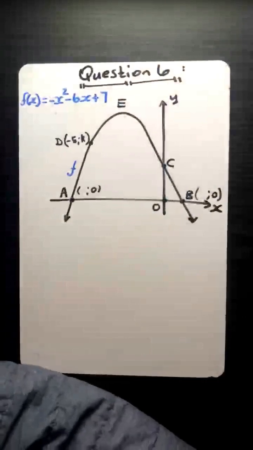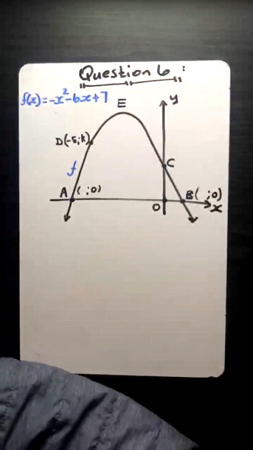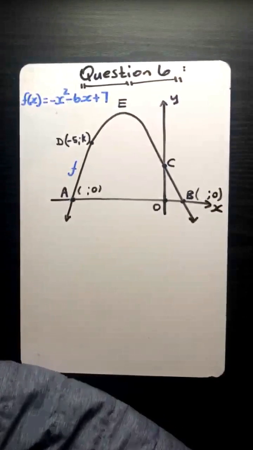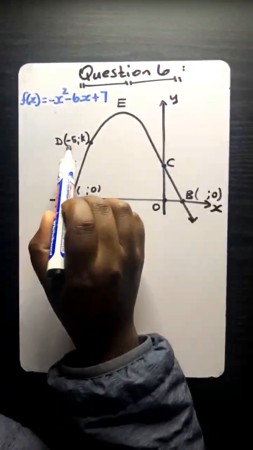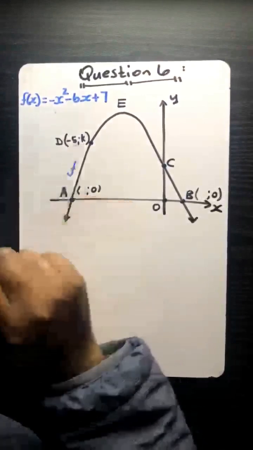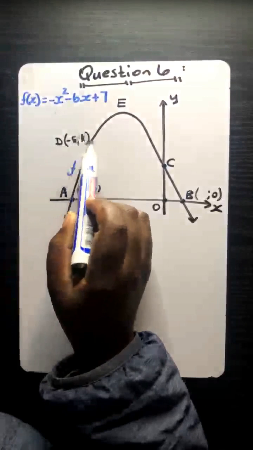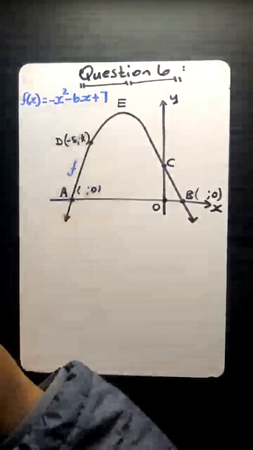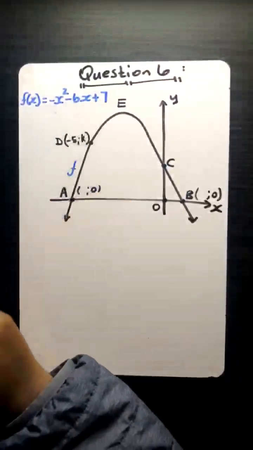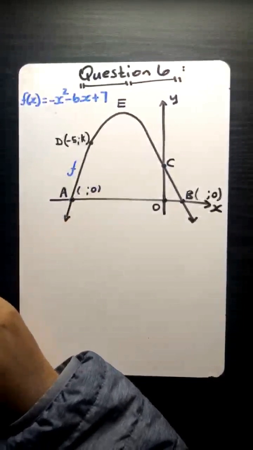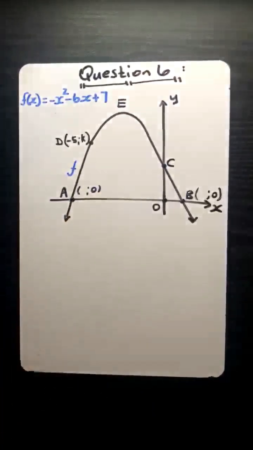So let's see, honorable members. They're saying D is a point on f, and D has the coordinates -5 and K, meaning for point D, y is represented by the letter K, where you might expect a question based on the letter K.